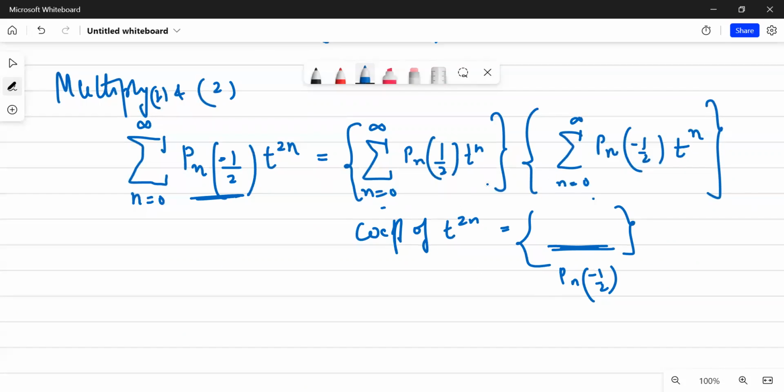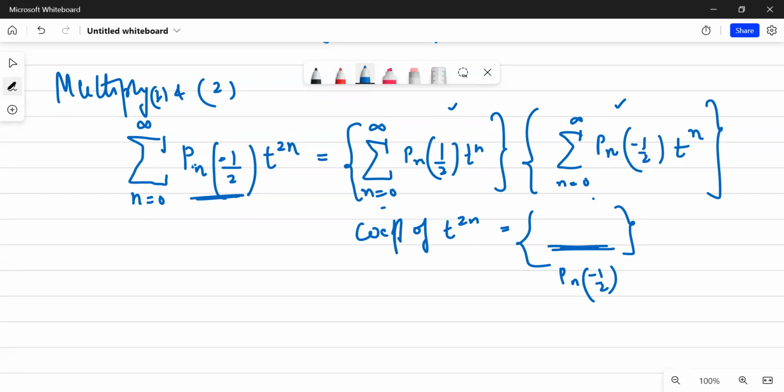Is that clear? On the right hand side, these parentheses will get multiplied. This is the first parenthesis, or this is the first bracket or the second bracket. If I multiply both of them, and if I try to find the coefficient of t की power 2n, will it not be equivalent to writing Pn minus half?